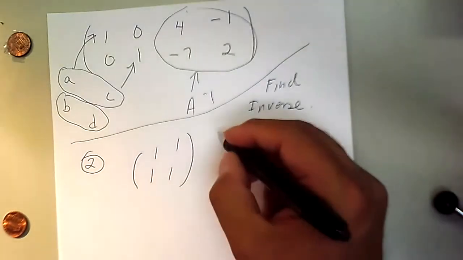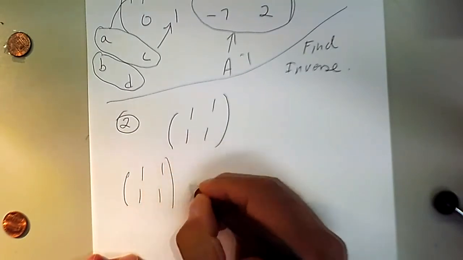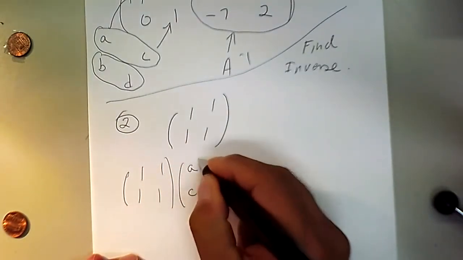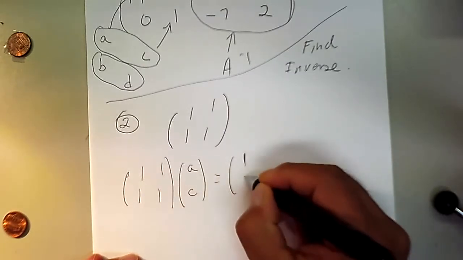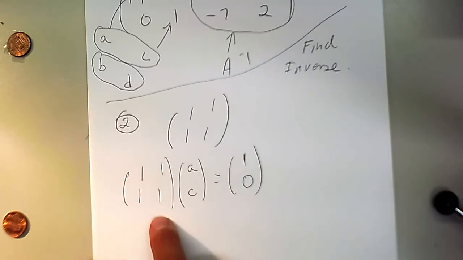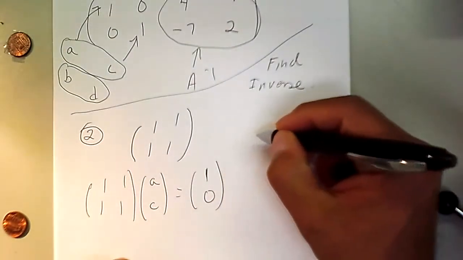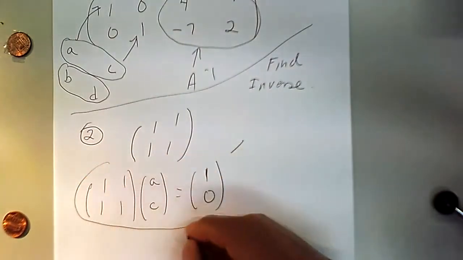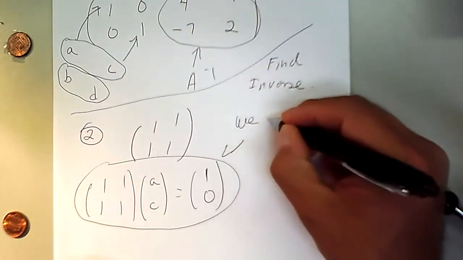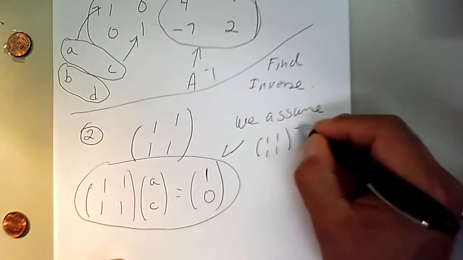So one of the things we want to be able to do is, if we multiply with A, C, we want to end up with 1, 0, because that is the first column of the identity matrix. So among the things we have to do is this. Now, when we write this down, there is an assumption. Okay, we assume 1, 1, 1, 1 inverse exists.